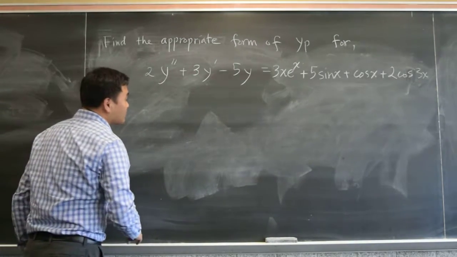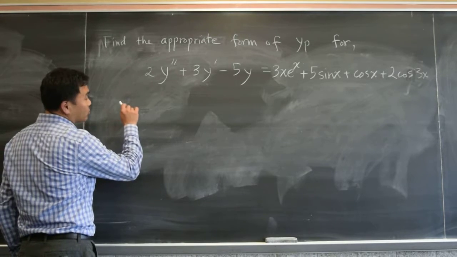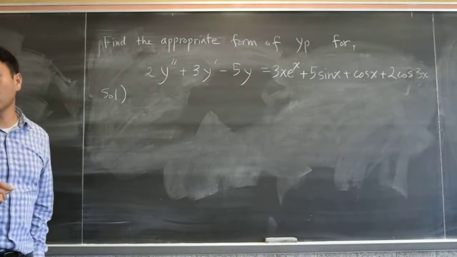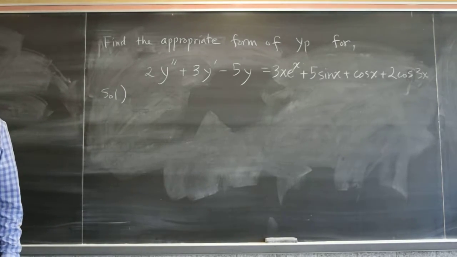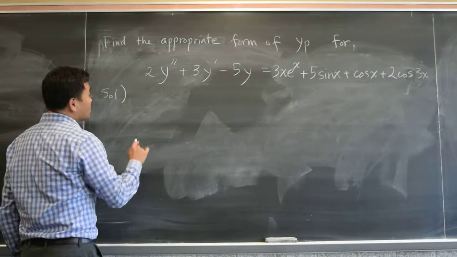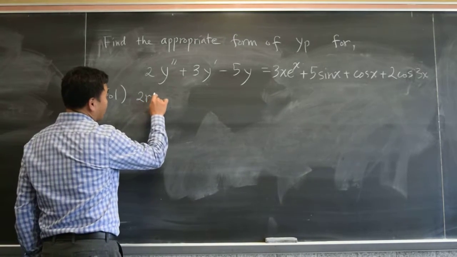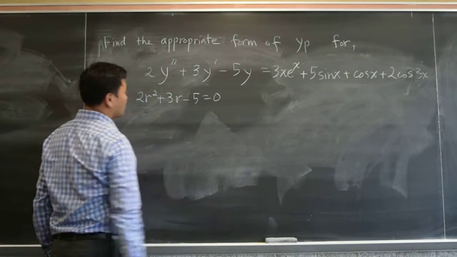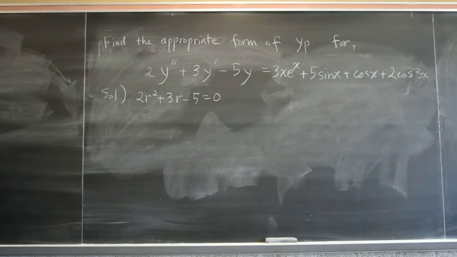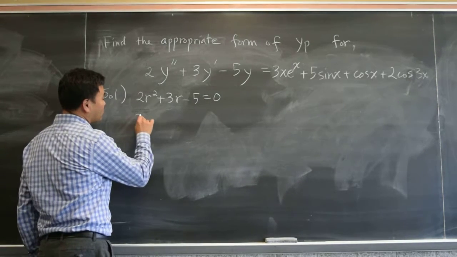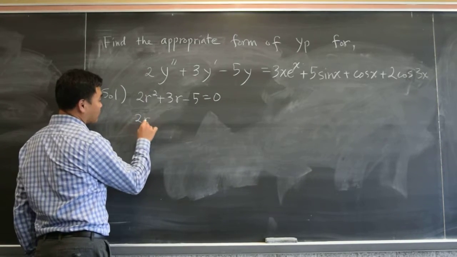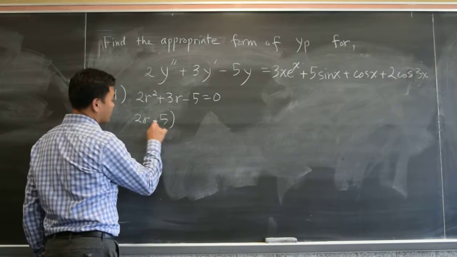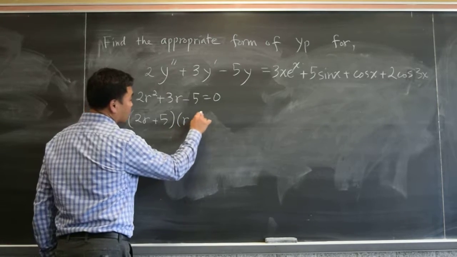Okay. All right. So let's try to solve this. First, you want to find out the yc because you want to check for duplication later. Okay. So let's find the characteristic equation. That's the characteristic equation. And we're going to solve the characteristic equation by factoring. I think it's 2r plus 5, r minus 1 equals 0.